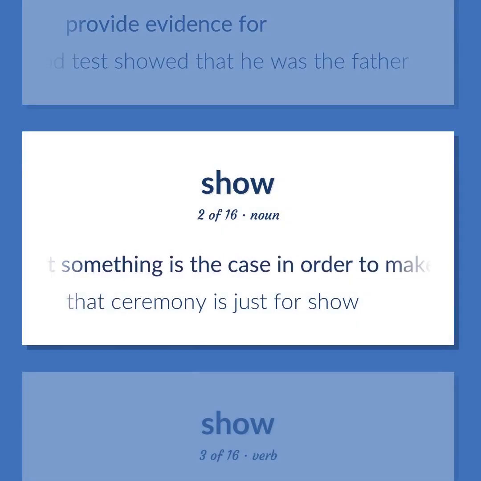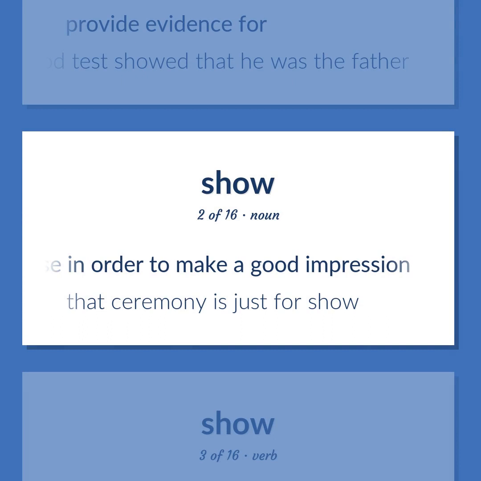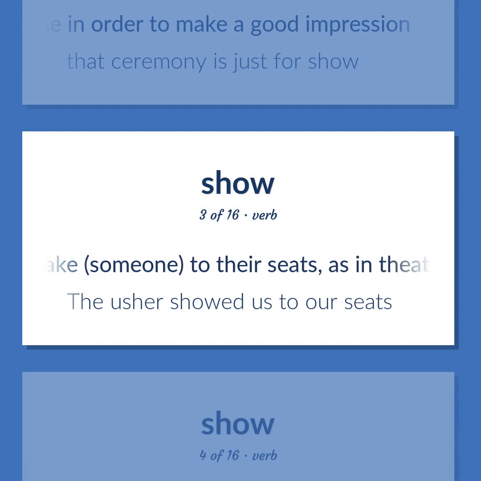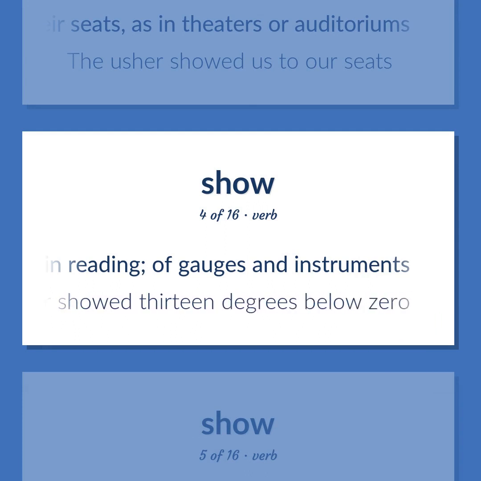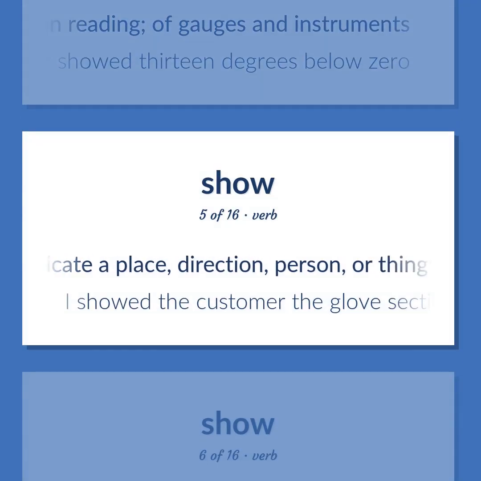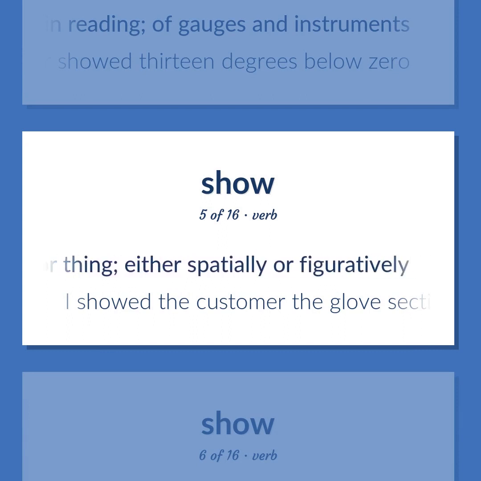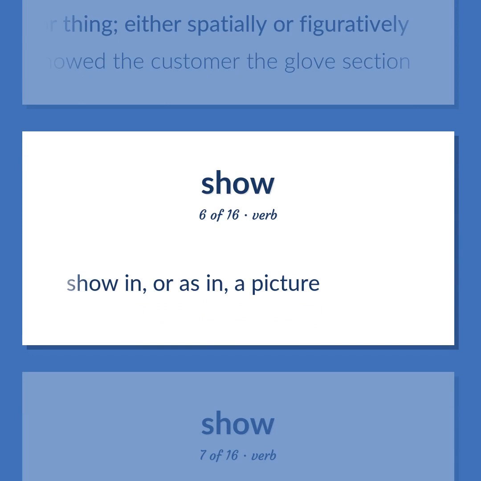Pretending that something is the case in order to make a good impression. That ceremony is just for show. Take someone to their seats, as in theaters or auditoriums. The usher showed us to our seats. Indicate a certain reading of gauges and instruments. The thermometer showed 13 degrees below zero. Indicate a place, direction, person, or thing, either spatially or figuratively. I showed the customer the glove section. Show in, or as in, a picture.